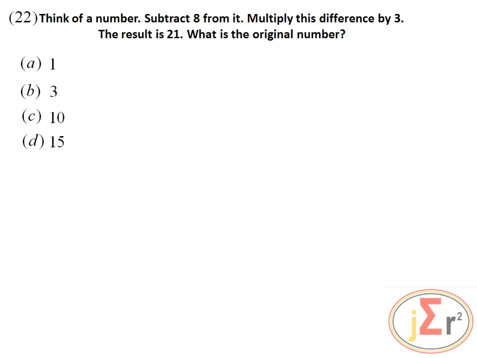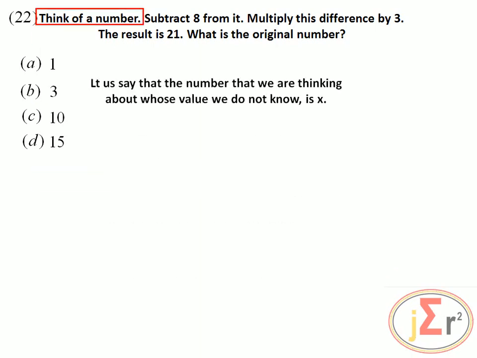Think of a number, subtract 8 from it, multiply this difference by 3, the result is 21. What is the original number? Think of a number. Let us say that the number that we are thinking about, whose value we do not know, is x. So we do not know, we just say x. Subtract 8 from it. That's not difficult. Just subtract 8.